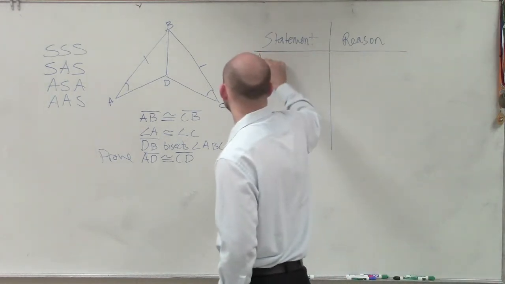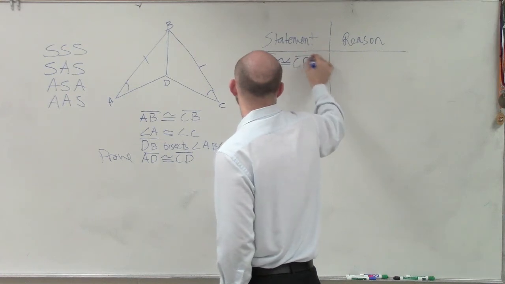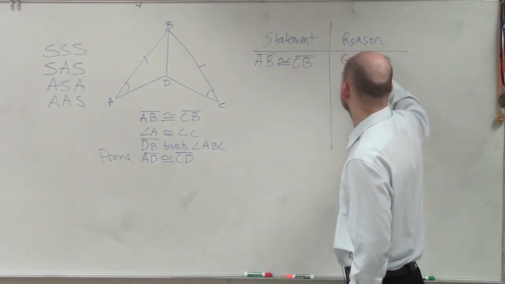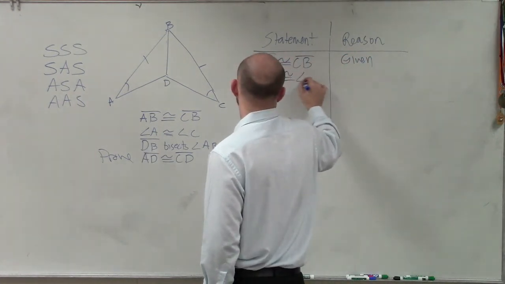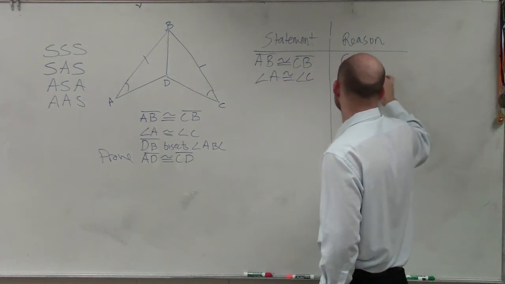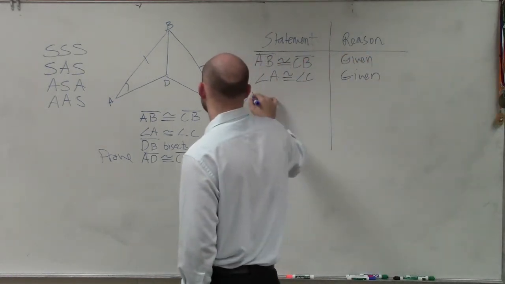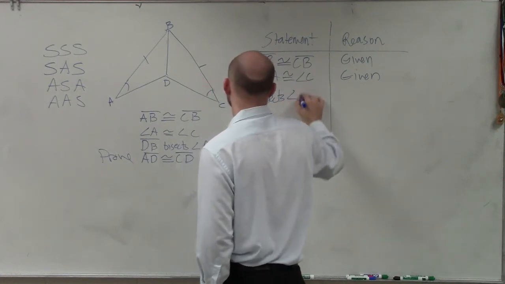So the first thing I'm going to do is write down our given statements. We know that AB is congruent to CB. That's a given. The next one, angle A is congruent to angle C. That's given. Then this one is very interesting. It says DB bisects angle ABC.